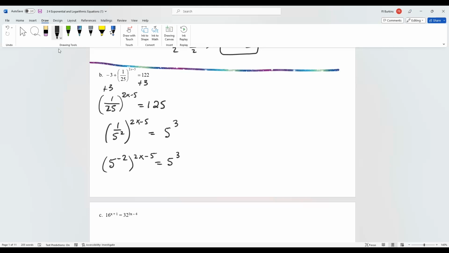All right, I'm trying to get 5 to a power so that I can just get rid of the bases. If I have an exponent and then the whole thing's raised to another exponent, I multiply the exponents. So I take this, and this would be 5 to the negative 10x. I'm sorry, negative 4x. I was doing the 2 and 5 already. So negative 4x plus 10.